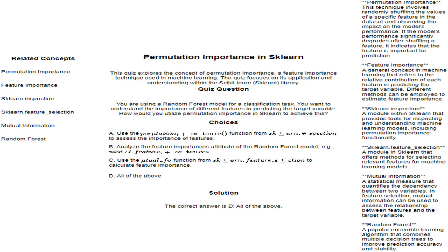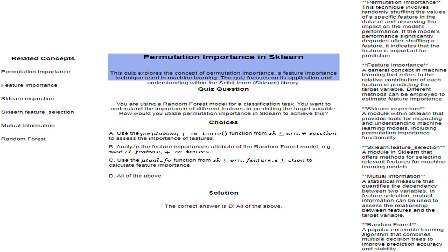D. All of the above. The correct answer is D, all of the above. True. All the aforementioned methods are valid approaches for determining feature importance in the context of a random forest model in sklearn. Each method provides valuable insights into feature relevance based on different perspectives.